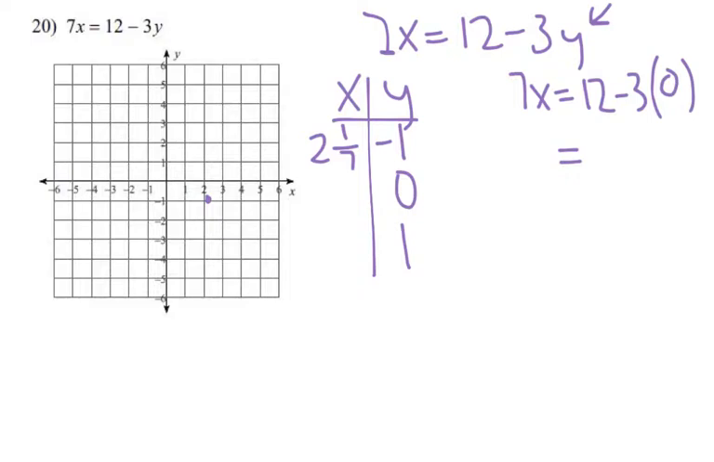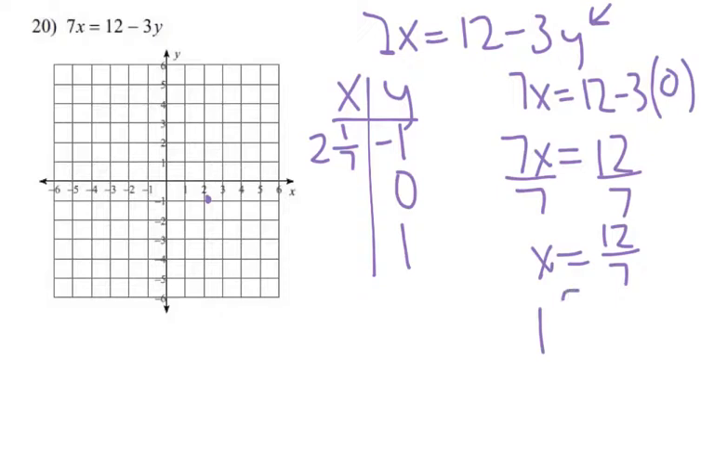So 0. Negative 3 times 0 would give us 12. Divide by 7. X would equal 12 over 7, which 7 goes into 12 once, and there's 5 left over. Now 5/7 is almost 7/7. So we'd go to 1 and a little past it, and so it'd be something like that.